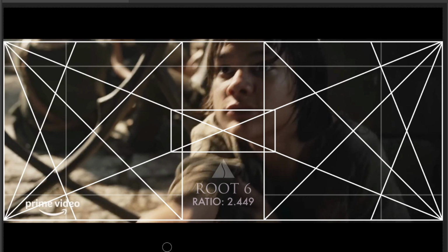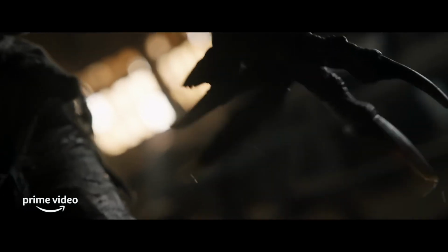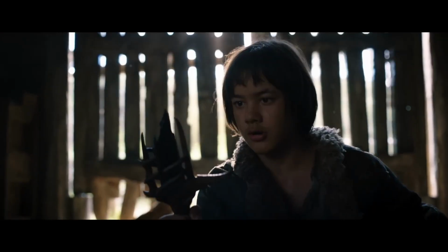So this one's great for cinematography and analyzing cinematography. Centered composition, look at this diagonal coming in. So they know how to work these diagonals to create a more dynamic scene.